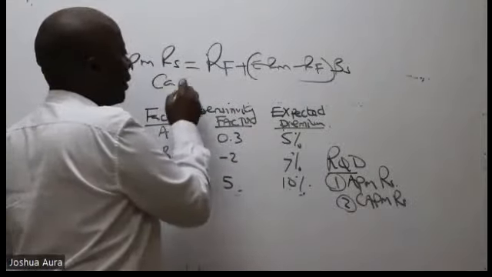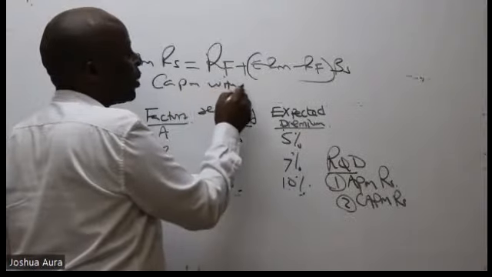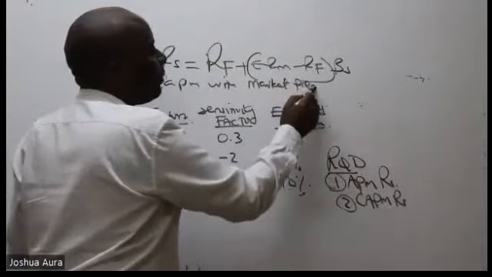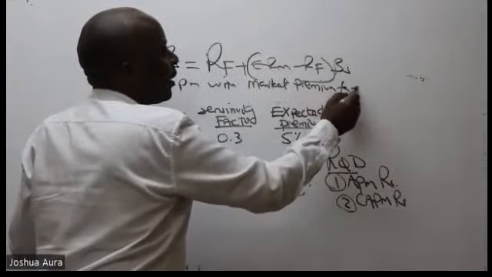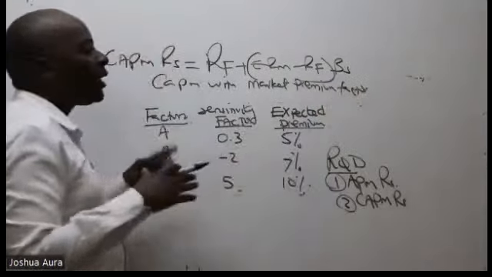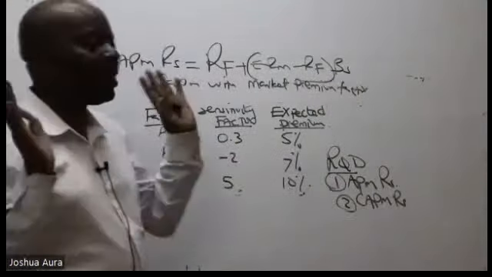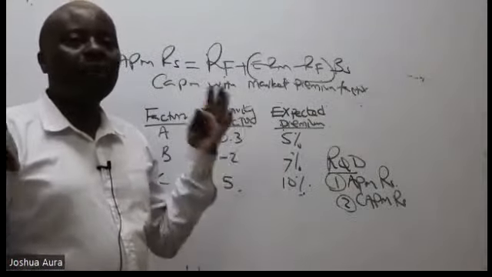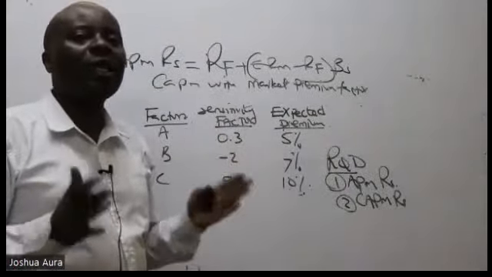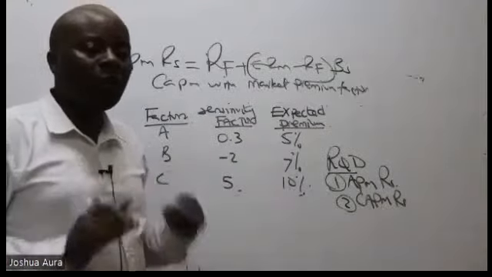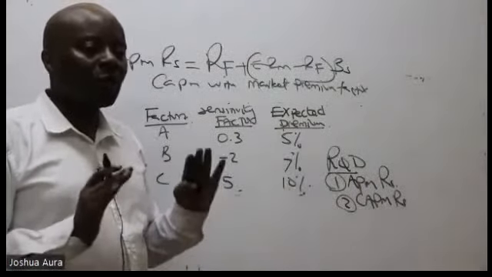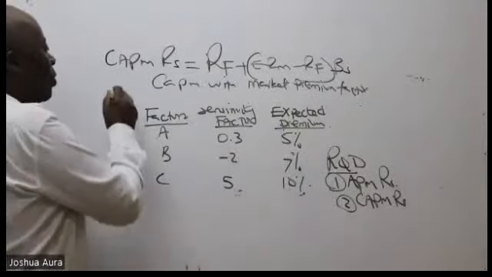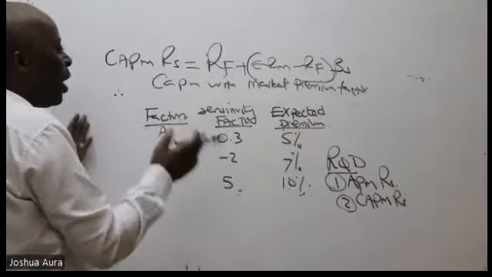CAPM works with the market premium factor. It disregards all the other factors, whichever fancy names they may decide to use. Among the other factors, A is a size factor, B is a foreign exchange risk factor. What I'll use here is C, which has an association with the market premium factor. So here it is only C that is relevant.